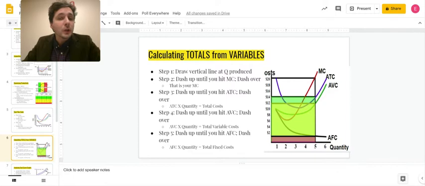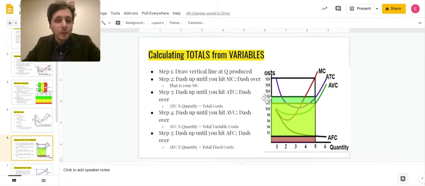To find the marginal cost, simply dash up from 5 all the way until I hit the marginal cost curve. That's the plotted point for marginal cost at quantity of 5. So my marginal cost for 5 is going to be $20. So the additional cost to produce the 5th unit is 20 bucks. Then I dash up until I hit the ATC to find my average total cost. So if I go up from 5 and I hit the ATC right here, I dash over, my average total cost is 14.